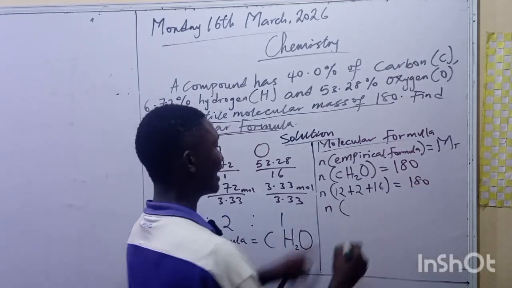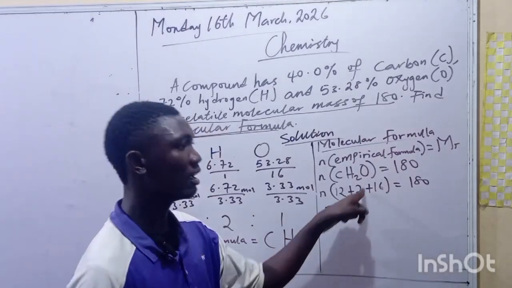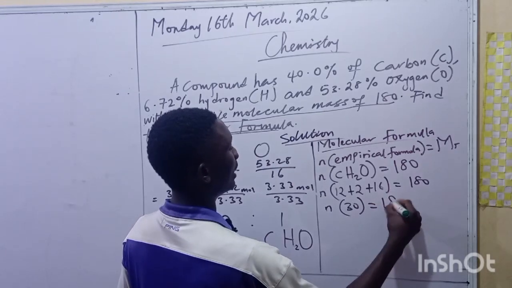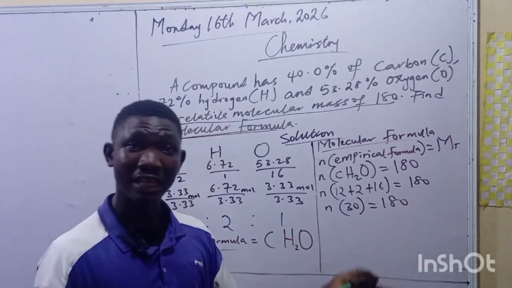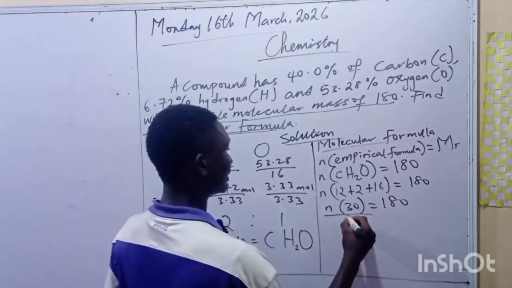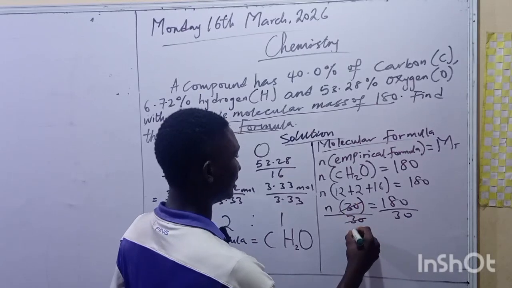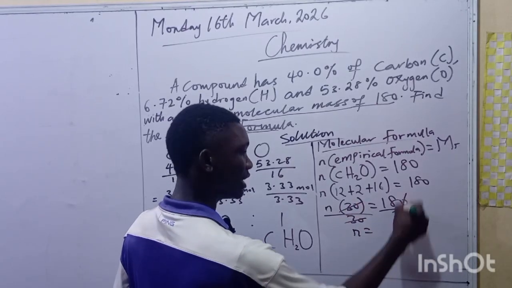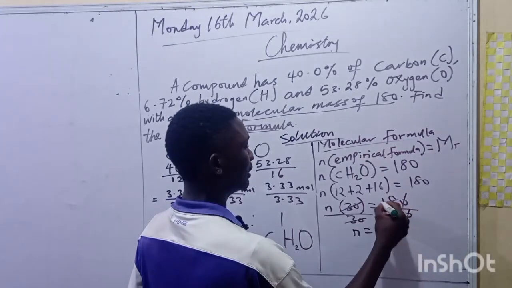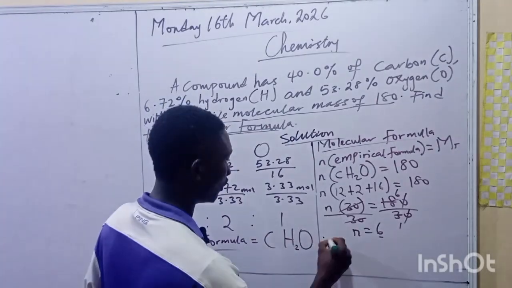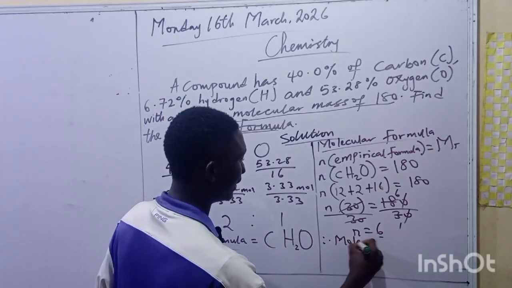Now, n open bracket, that is the number of moles. 12 plus 2 is 14. 14 plus 16 gives me what? 30. So n times 30 equals 180. Now, how do we get n? Divide both sides by 30. 30 cancels 30. n is equal to 180 over 30; 0 cancels 0, 18 divided by 3 gives 6. That means the number of moles is what? 6.